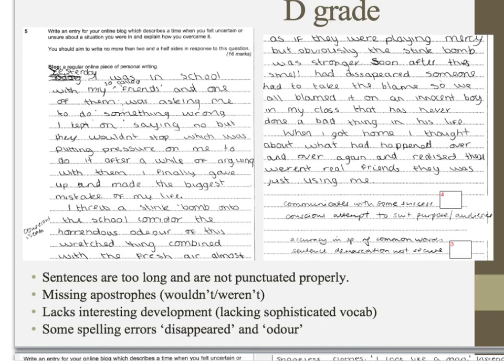I thought it would be useful for you to have a look at a D grade response. So you can really see the distinction between A star, the level you're aspiring to, and a student who performed not quite so well. So last summer's task was to write an entry for your online blog, which describes a time when you felt uncertain or unsure about a situation you were in, and explain how you overcame it.